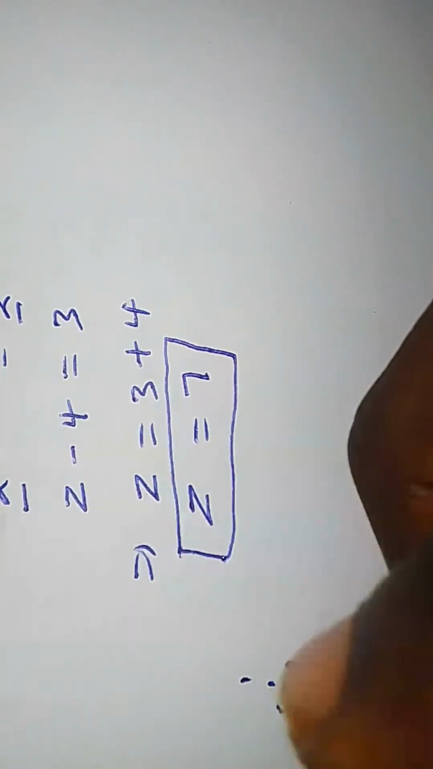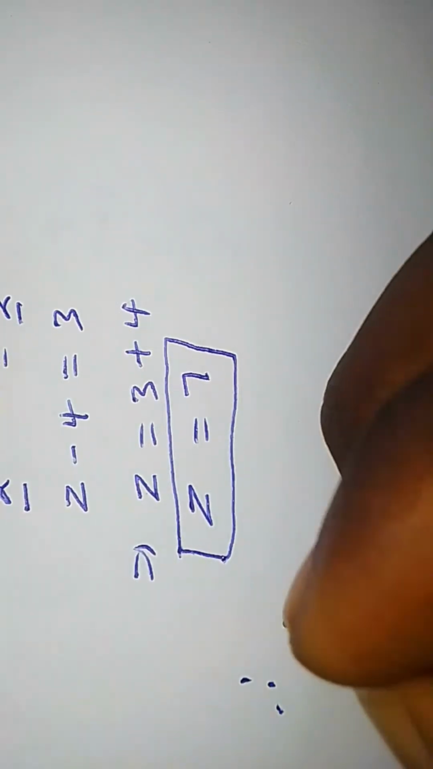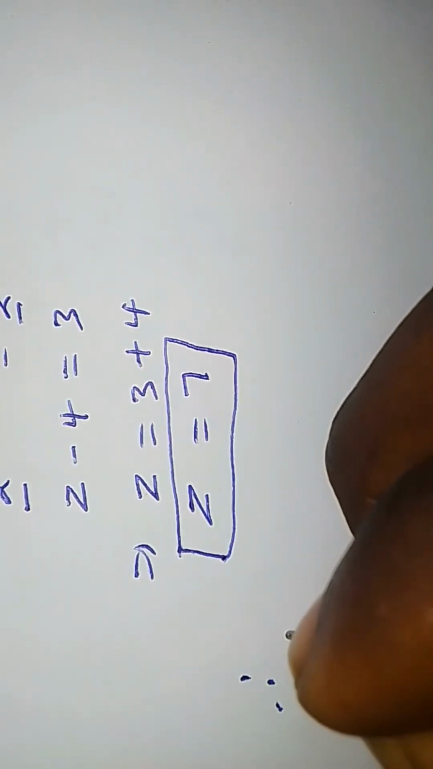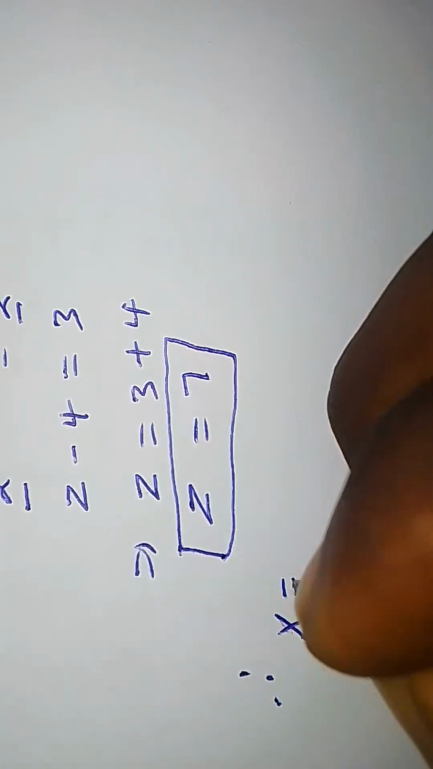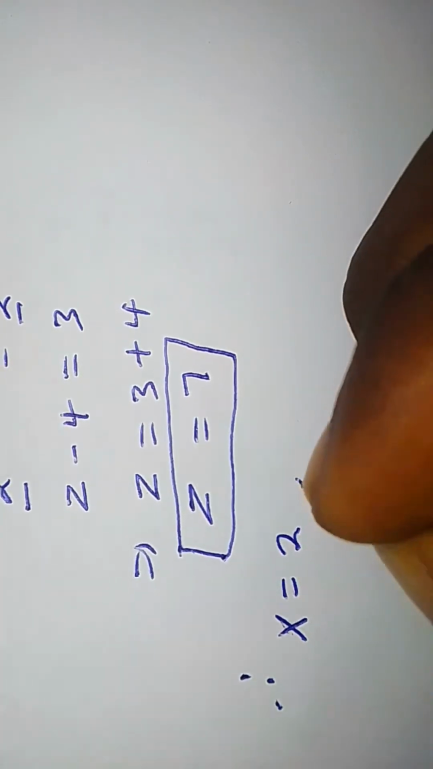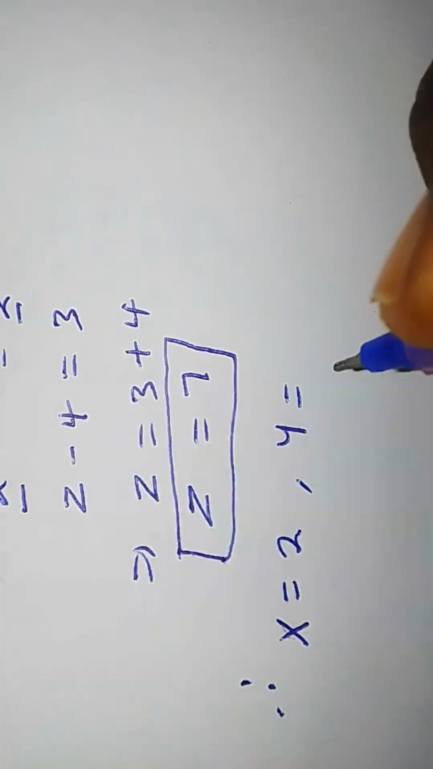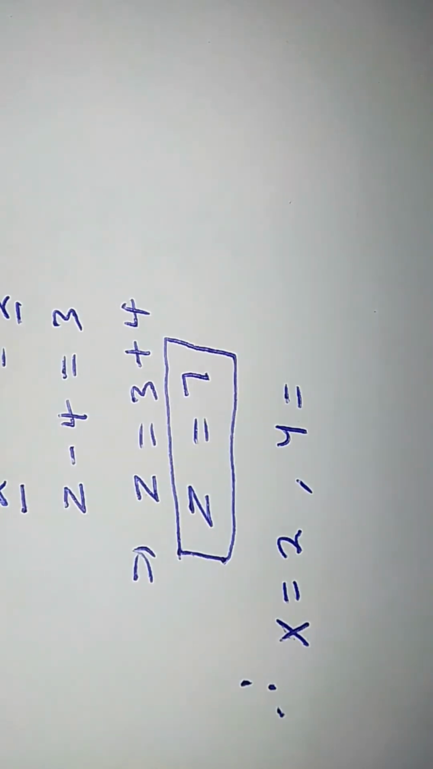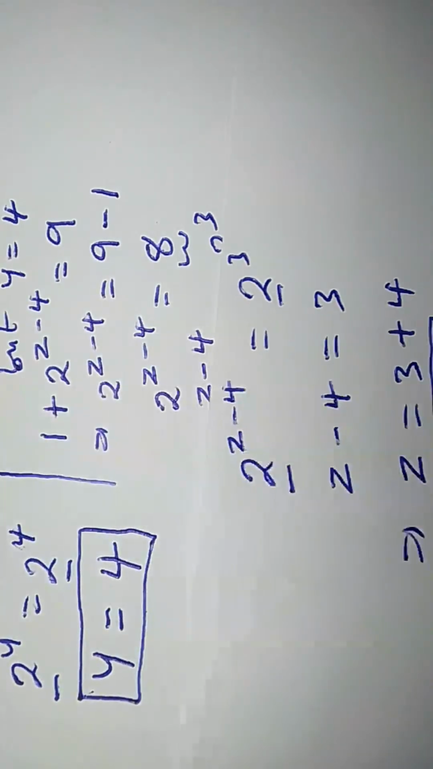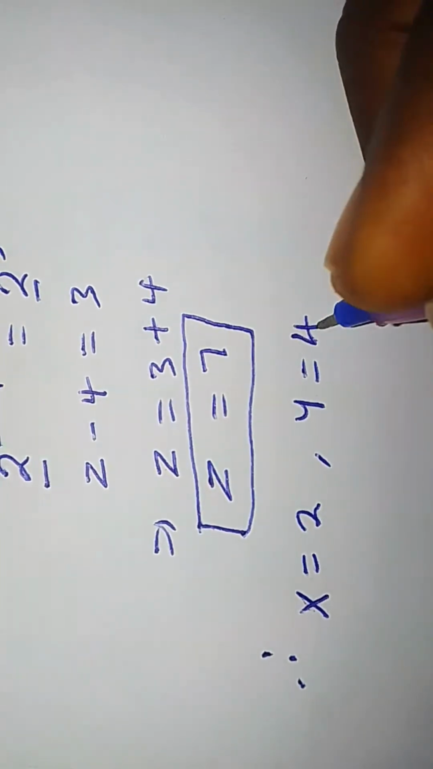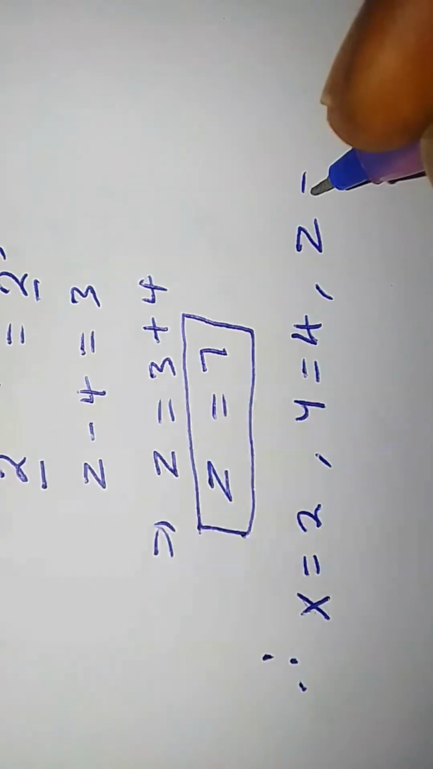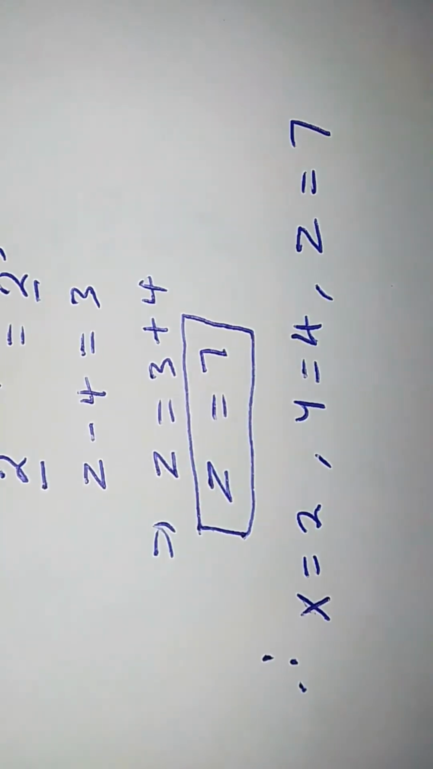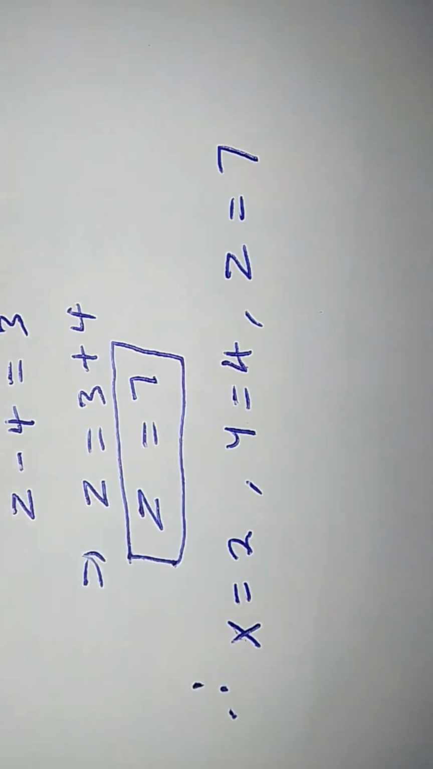Therefore, the values of the variables that we obtain: the first one is x. x is equal to 2. And the value of y, let's check that, the value of y is 4. The value of z is equal to 7. Let us verify if what we've done is right.